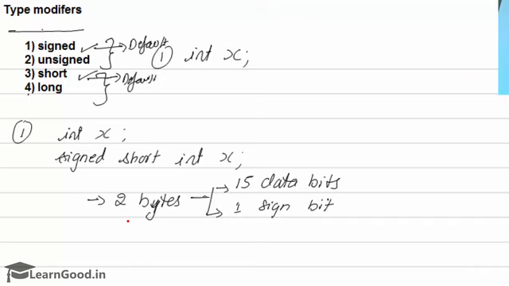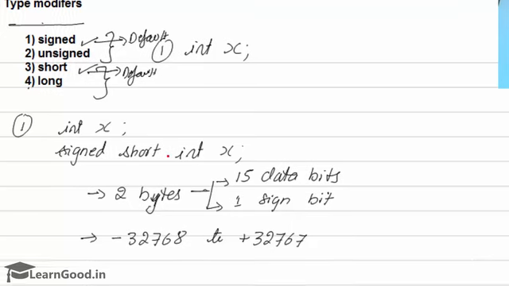And the range of values you can store in this signed short int x is going to be minus 32,768 to plus 32,767. That is the range of values you can store in a signed short int x.